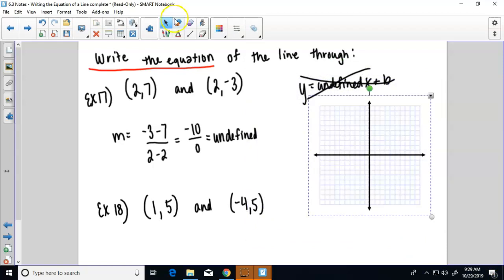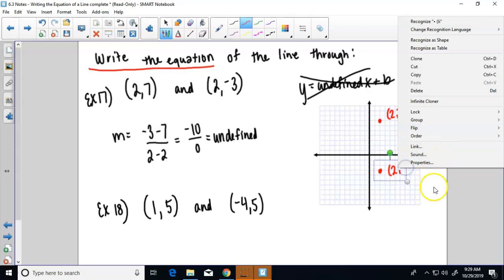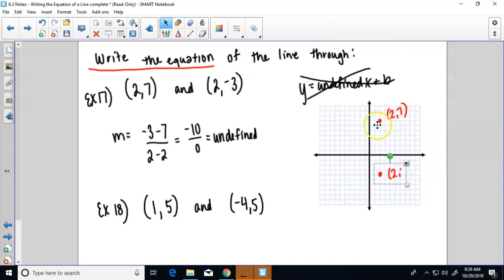Okay, so for this, if I graph the point (2, 7), that would be right here. And if I graph the point (2, -3), that would be right here. Well, it won't be because it won't let me do it right. I should have already known, but if I didn't, I can see pretty clearly that this is a vertical line, right, the line that goes through this.